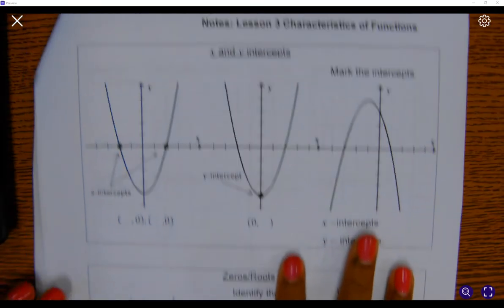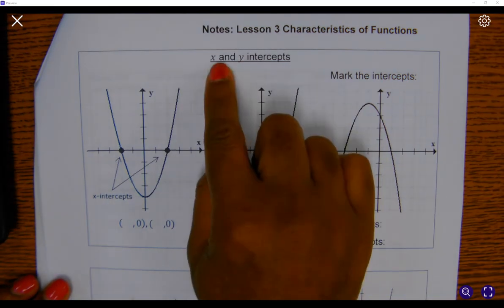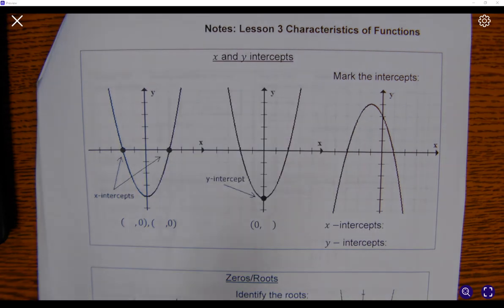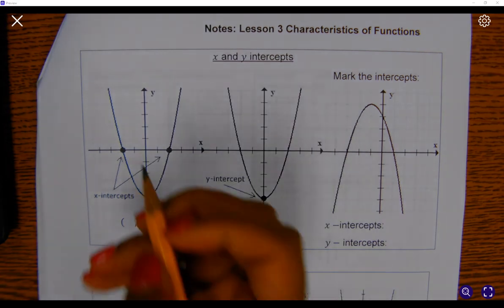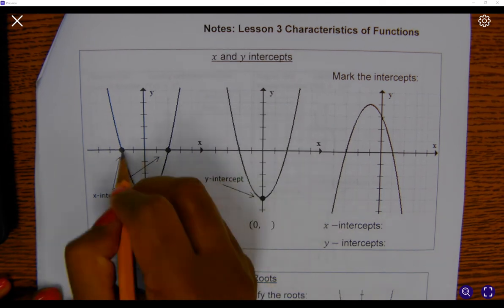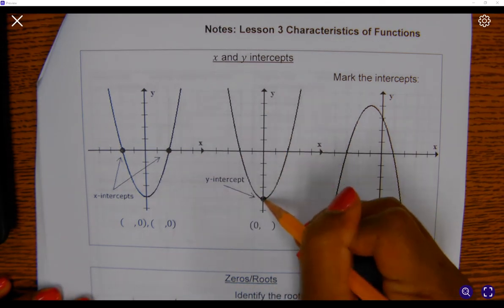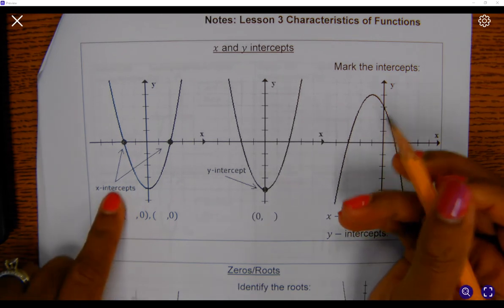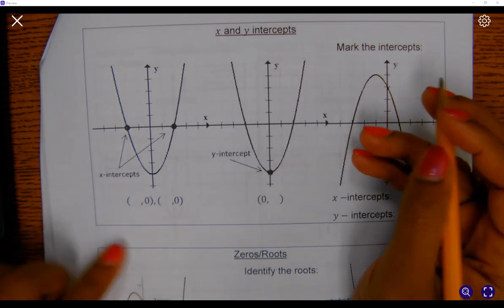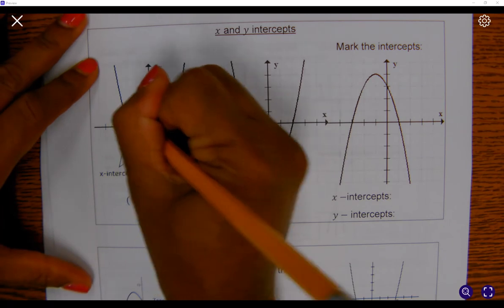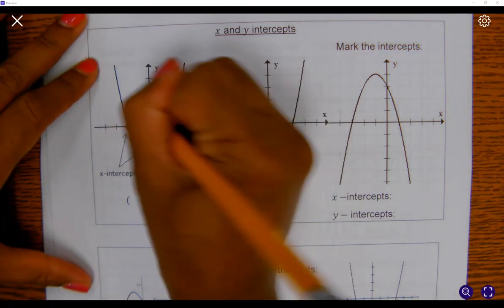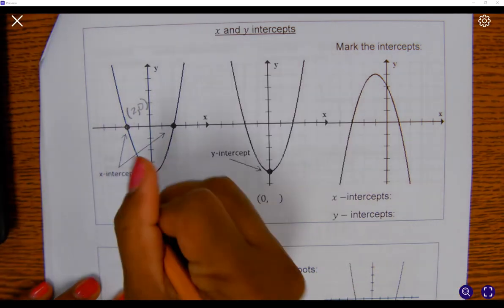The third thing we need to be able to do is identify the x and y intercepts on a graph. Super easy. You just go through, and the x-intercepts are where they cross the x-axis right there. The y-intercept is where it crosses the y-axis. When we write intercepts, though, we do give it as a coordinate. So this coordinate right here, x is negative 2, and then y is at 0.